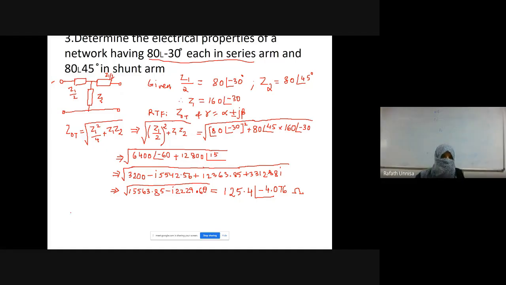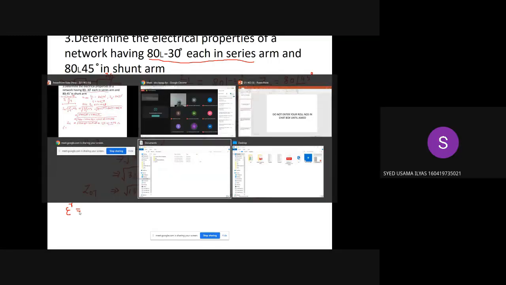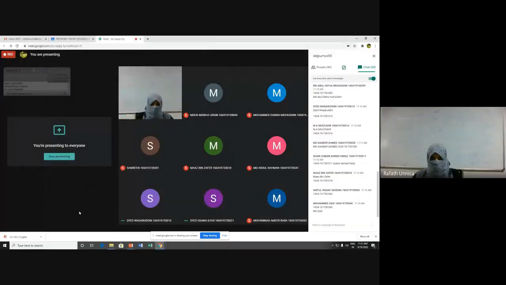Very good. Okay. So now this is the expression we have got for ZOT, which is nothing but the characteristic impedance for a symmetrical network. Now we are left with the propagation constant gamma. So we have the formula for propagation constant. What is the formula? Roll number 21, kindly answer the question.